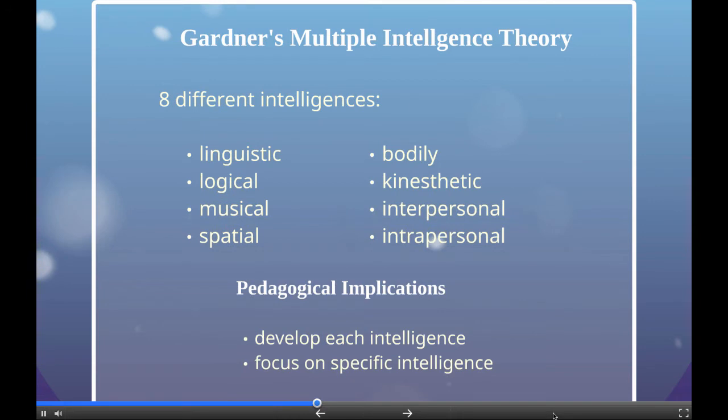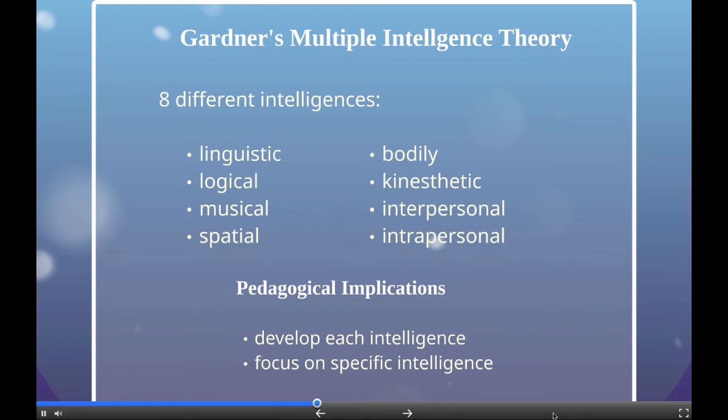Yet another perspective on children's learning theory is provided by Gardner in 1991. His multiple intelligence theory highlights eight different intelligences that exist independently: linguistic, logical, musical, spatial, bodily-kinesthetic, interpersonal, intrapersonal, and the recently added naturalistic.